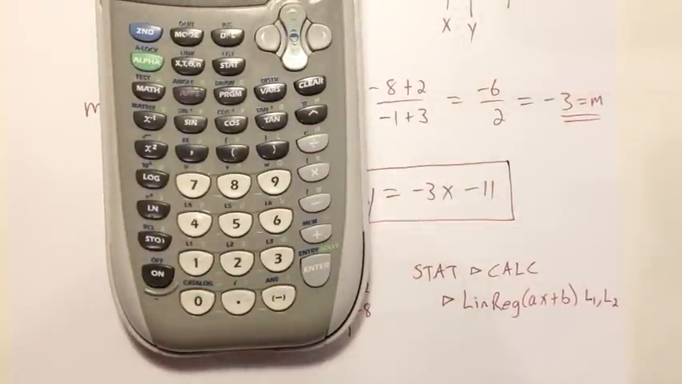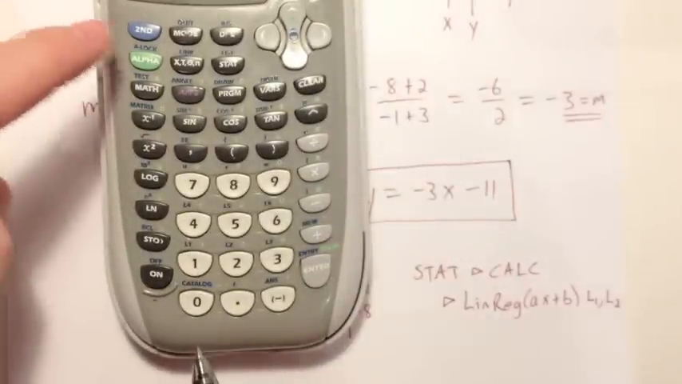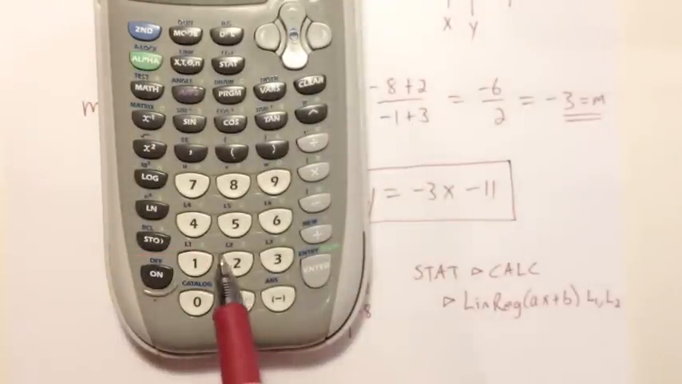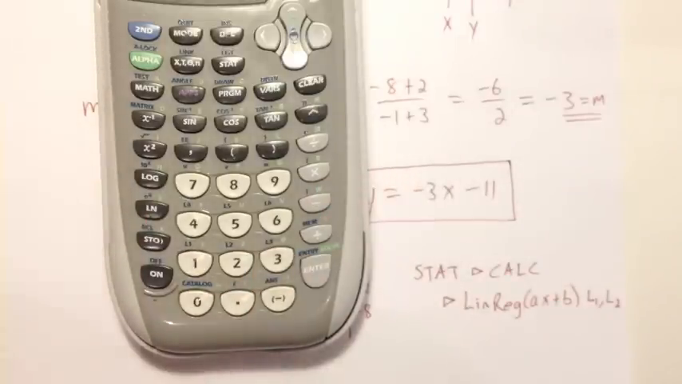Just a reminder where the L1 and L2 are. If you look on the calculator, above the 1 it says L1. So if you wanted to hit that, you hit second key and then L1. And then above the L2 you see that blue L2, so you'd hit the blue second key and then an L2 when you want to get that one. And the comma key is right there above the 7.